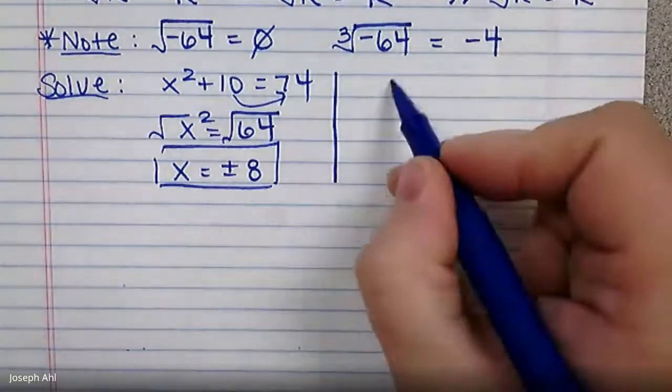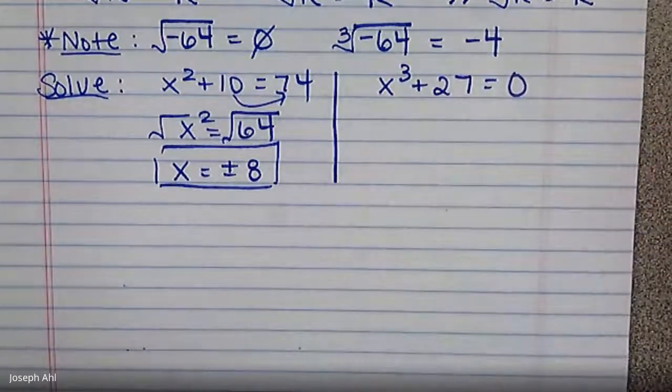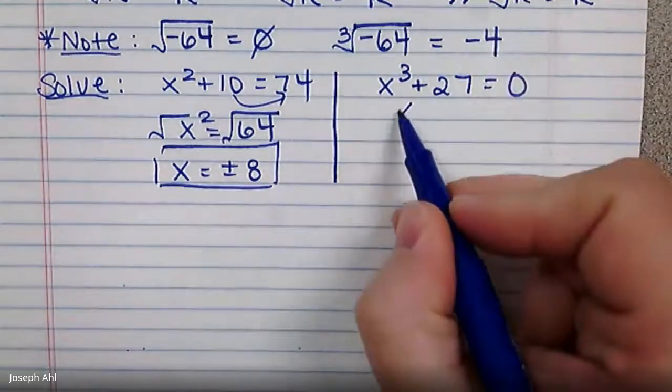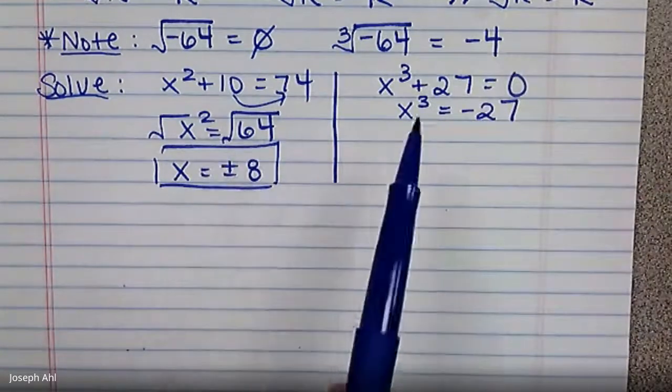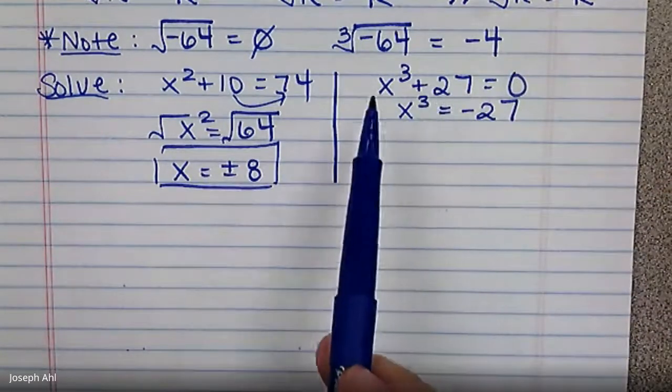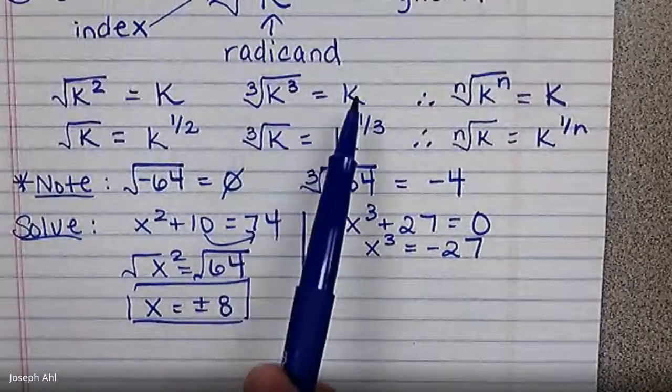All right, if I gave you something like x cubed plus 27 equals 0, you would subtract 27 over first. And then the only difference is that if I want to get rid of an x to the 3rd power, how do I just isolate x? Well, if you have x cubed underneath to get x, what should I do?